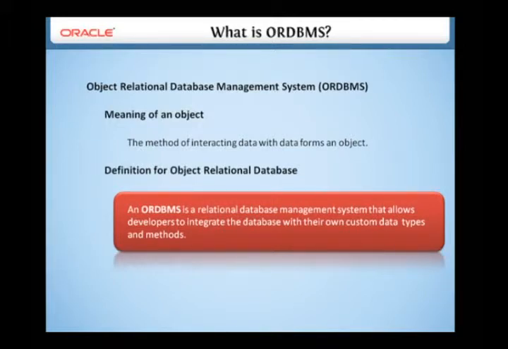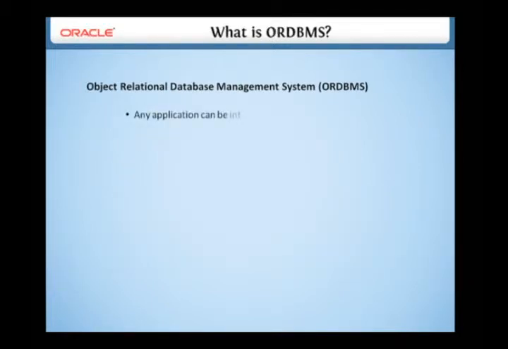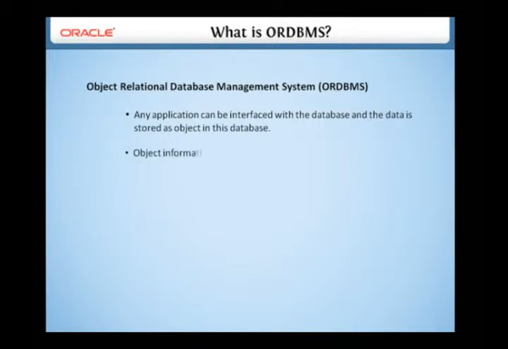ORDBMS, is a relational database management system that allows developers to integrate the database with their own custom data types and methods. In this type, any application can be interfaced with the database, and the data is stored as an object in this database. In this database system, the object's information is converted into tables with rows and columns.